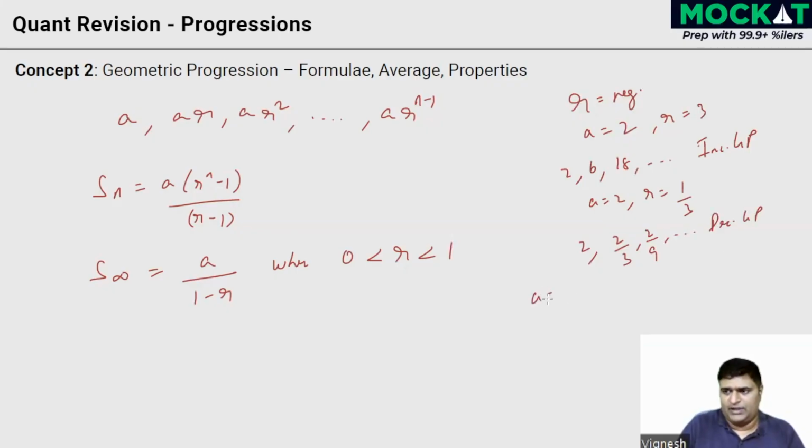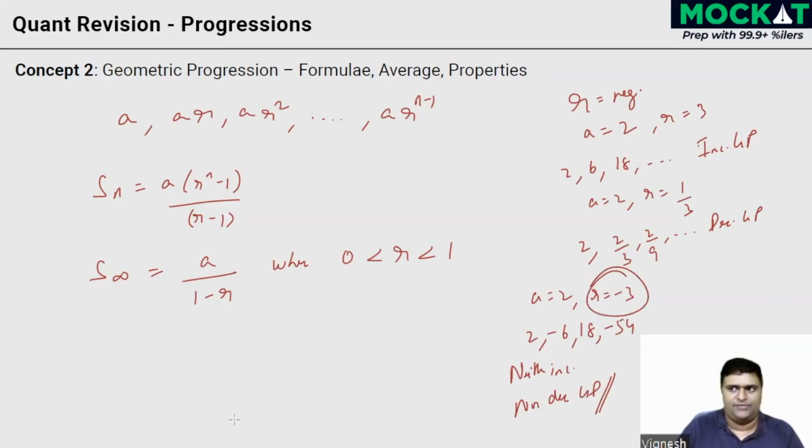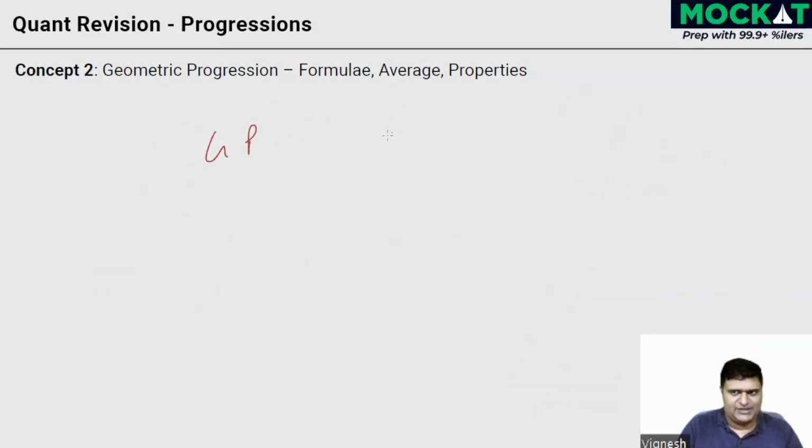Now, what if your a is 2 and your r is minus 3? Then your terms are going to be: first is 2, next is minus 6, next is plus 18, next is minus 54. There's no pattern. It's neither increasing nor decreasing. Neither increasing nor decreasing GP. And this happens when your r becomes negative.